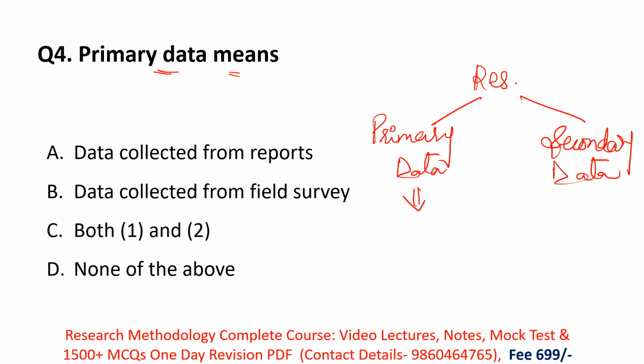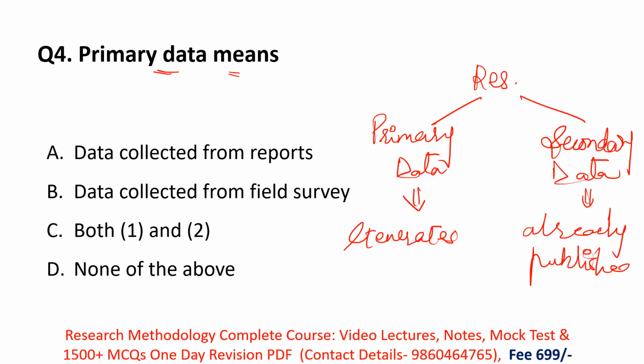Primary data means the researcher generates the data by himself, like by doing research, by doing surveys, by filling questionnaires. But what is secondary data? Next is secondary data. Secondary data means already published data.